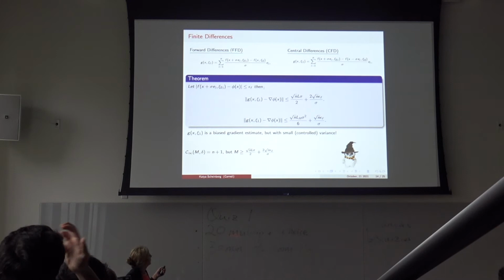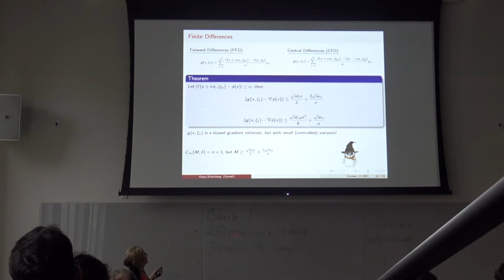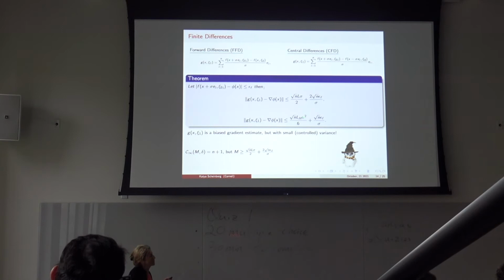And this is my M. So with some probability, hopefully high enough, I can bound this difference. And if I can bound this difference, then I can also bound the difference between the gradient approximation and the true gradient. And this would work. Again, you have seen it probably in standard error analysis.